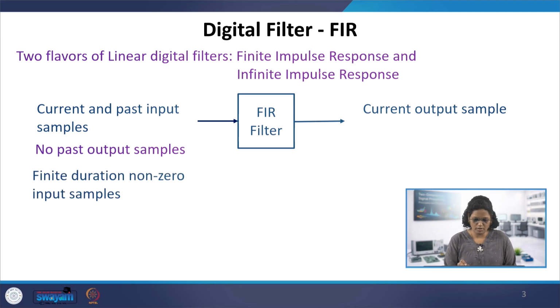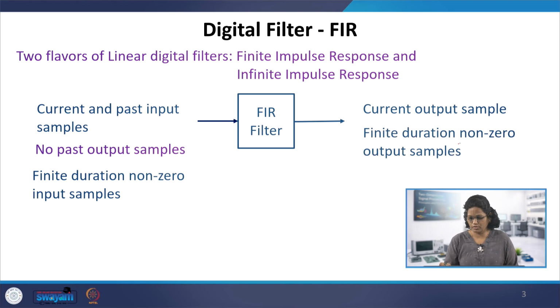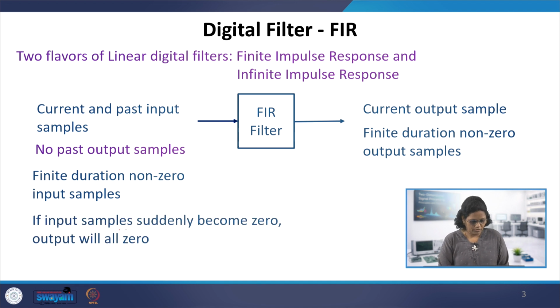So x of n minus 1 and any past input samples can be used to decide the current output sample. Moreover, the impulse response is of finite duration with non-zero input samples. If we apply that, the output would also be of finite duration with non-zero output samples. So if the input suddenly becomes 0, the output will also come to 0 immediately, because the FIR does not store any values of the past output. It doesn't need that.